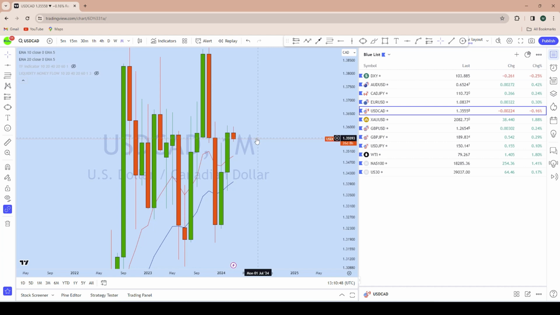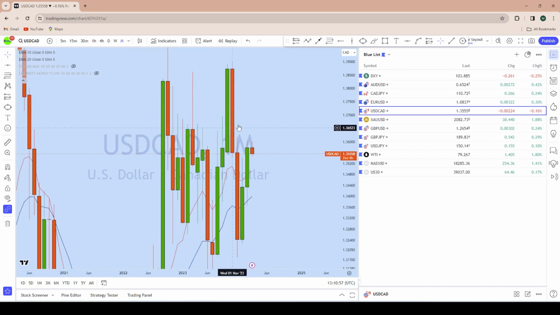Now with that pullback, what we can expect is slowly the price to come down for a deeper move before bouncing up again to fill that monthly resistance or this imbalance in that zone.